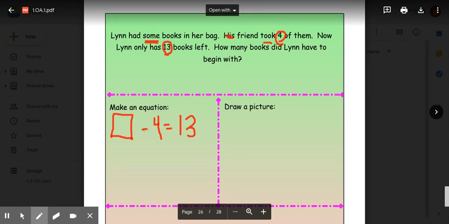Her friend took 4 of them. I'm subtracting because it says her friend took some, which means they are taking away 4 books. Now she only has 13 books left. How many books did Lynn have to begin with?